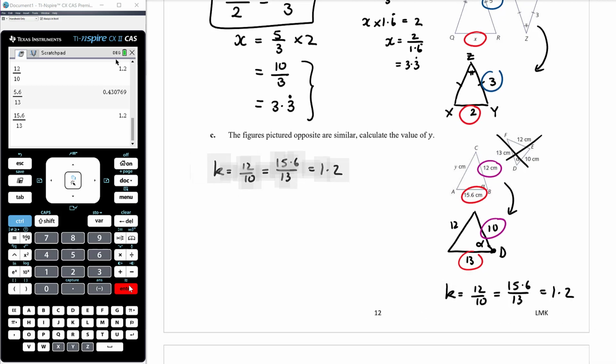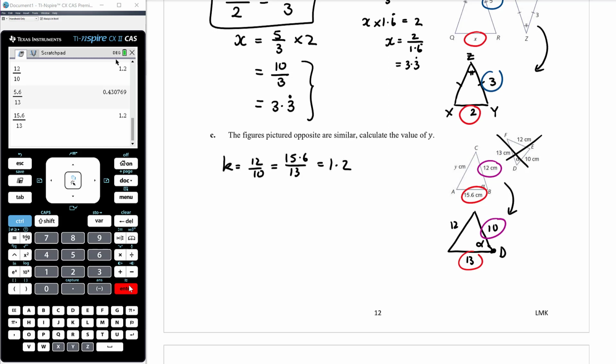So we calculate the scale factor, and then we can use the scale factor to say that, okay, well, y times 1.2 must give me 12. So that's this one. y times 1.2 must be 12, and so therefore y must be 12 divided by 1.2, which is 10. Okay, so actually it's an isosceles triangle, but we didn't know that. There was no information that told us that before we did the calculation.